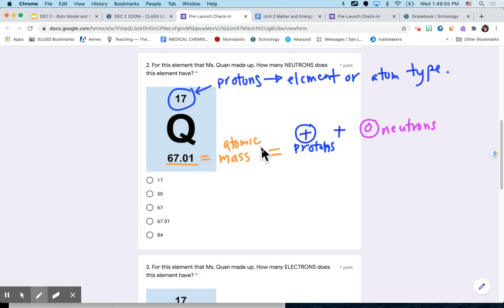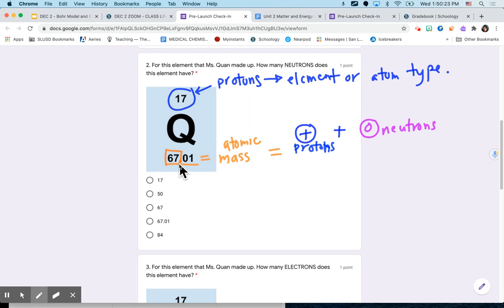So the atomic mass is protons plus neutrons together, right? So when I'm trying to solve and figure out how many neutrons I have, we're going to have to do a little bit of algebra. One of the things I'm going to need to do is round this number to the nearest whole number. So that means I'm going to keep this and ignore things back here.